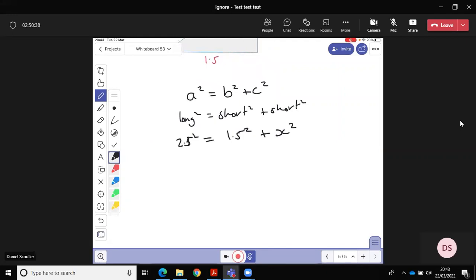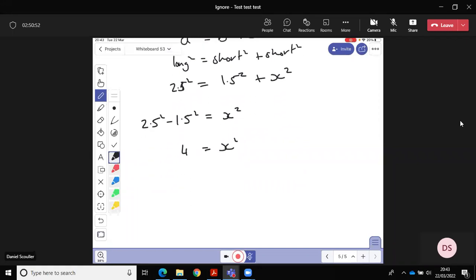So we just need to rearrange to find x. Bringing that 1.5 over to the other side leaves us with 4. I'll just flip that so it's tidier. Moving that square to the other side becomes a root, so x is equal to 2.